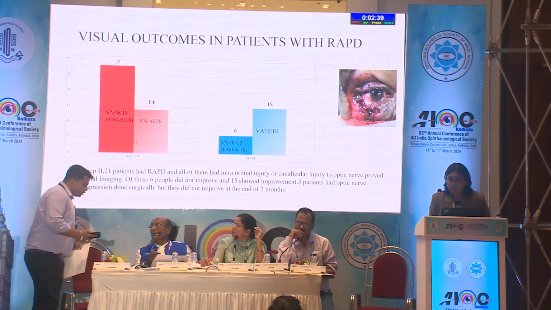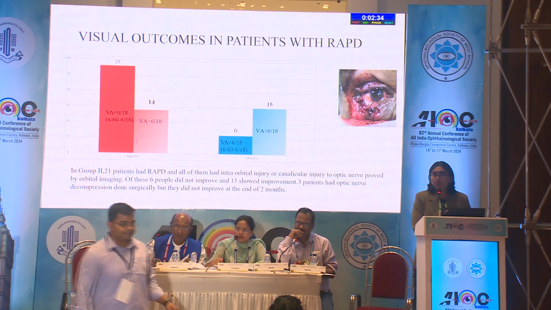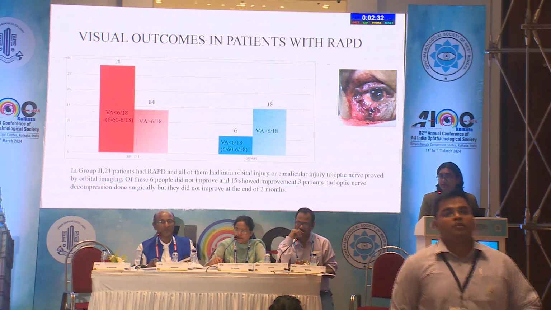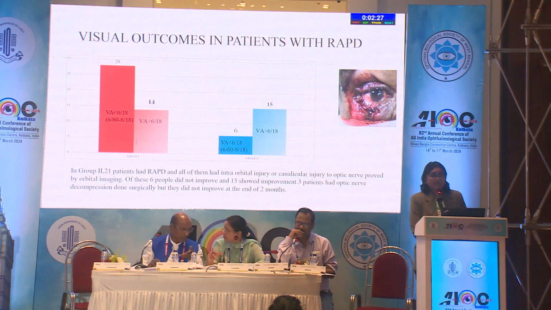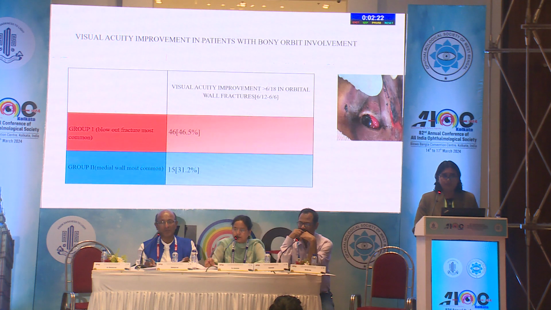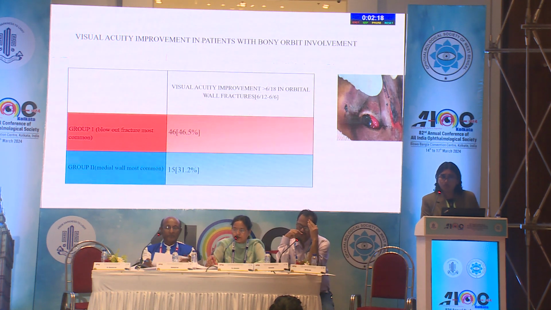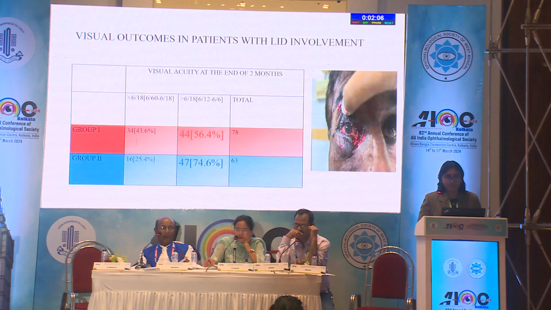Visual outcomes in patients with RAPD were analyzed, in which the 21 patients in group 2 who presented only with an ocular trauma had an intraorbital or canalicular portion injury in the optic nerve, and optic nerve decompression was also carried out, but 3 patients did not show any improvement. We also, as previously mentioned, analyzed whether bony orbit involvement has an impact on the visual acuity improvement. In group 1, a blowout fracture was the most common, and in group 2, it was medial wall fracture, and the table also shows the percentage which showed a visual acuity improvement.